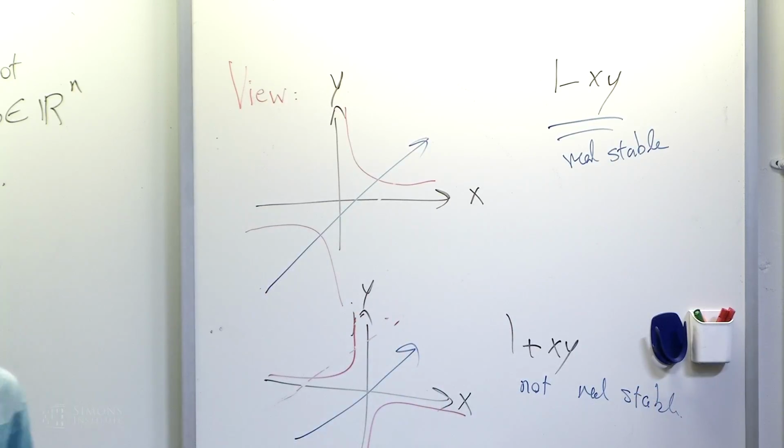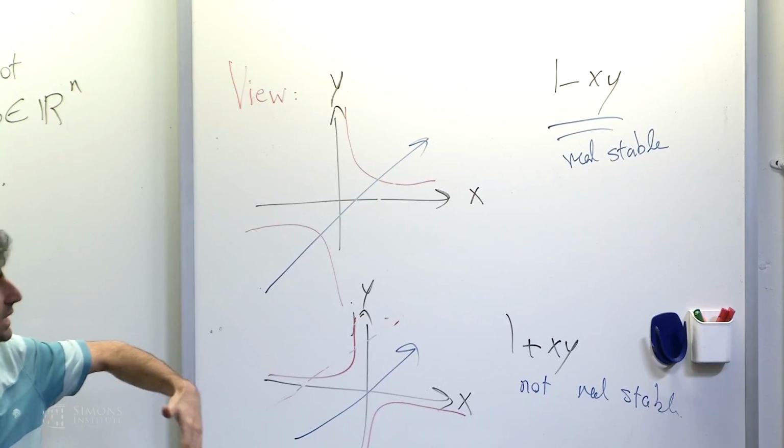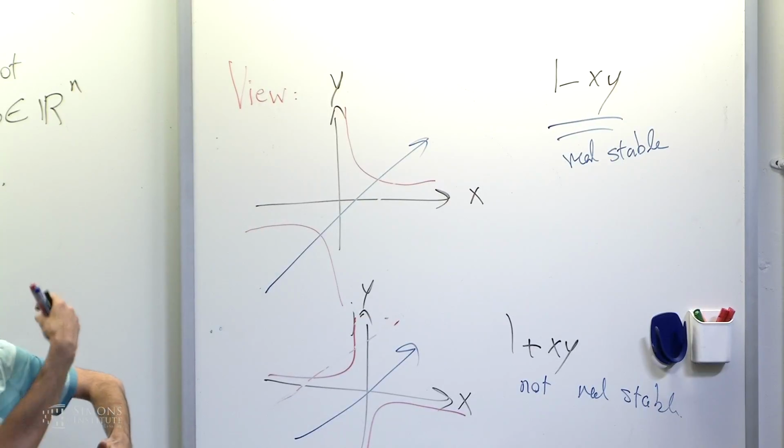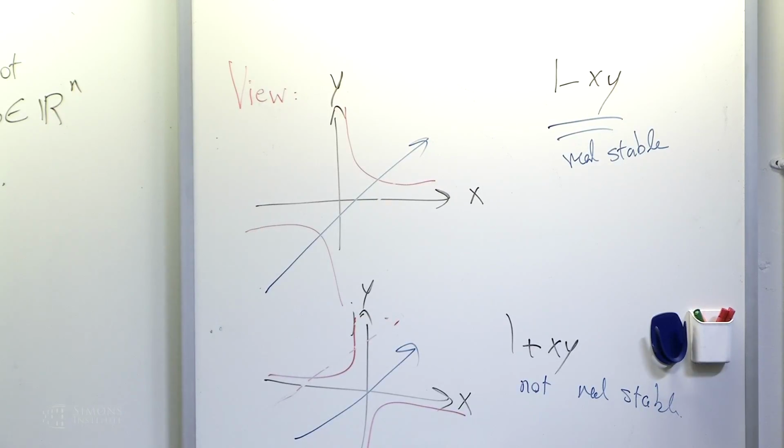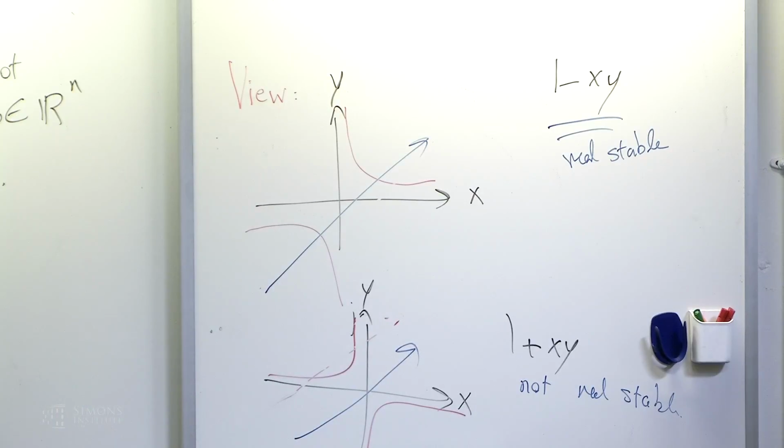Basically, you should have this picture in mind when I talk about real stable polynomials. You can basically restrict to Rn. You can draw the roots of the polynomial, and if the polynomial is real rooted, every line pointing to the positive orthant crosses the set of roots at exactly n points. Okay. Any questions?